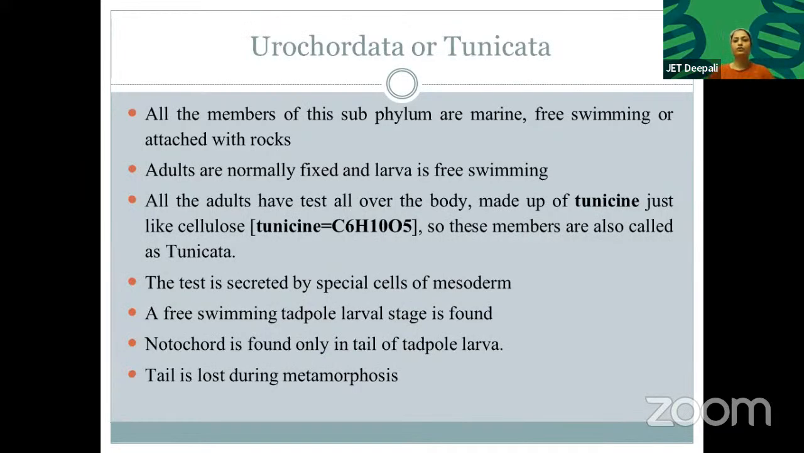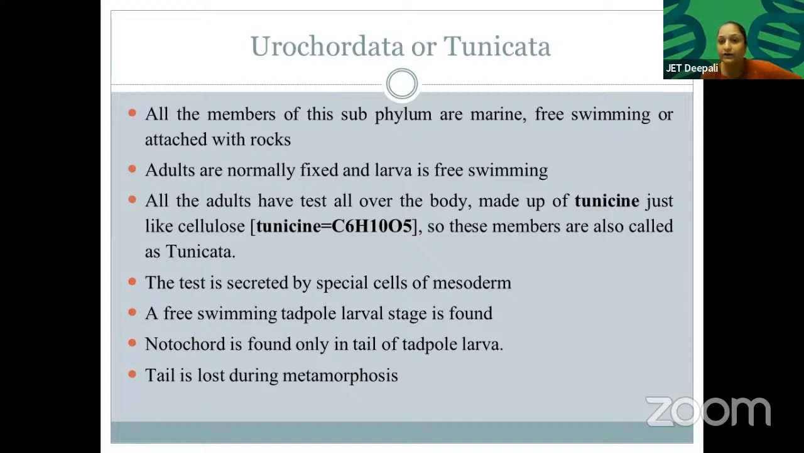Now coming to the Urochordata. Today's class we are starting. Let's start. Urochordata or Tunicata. All the members of this subphylum are marine, meaning they live inside the seas. They are free swimming or attached to rocks. Both kinds of animals are present, either sessile or free swimming. Adults are normally fixed and larva is free swimming.